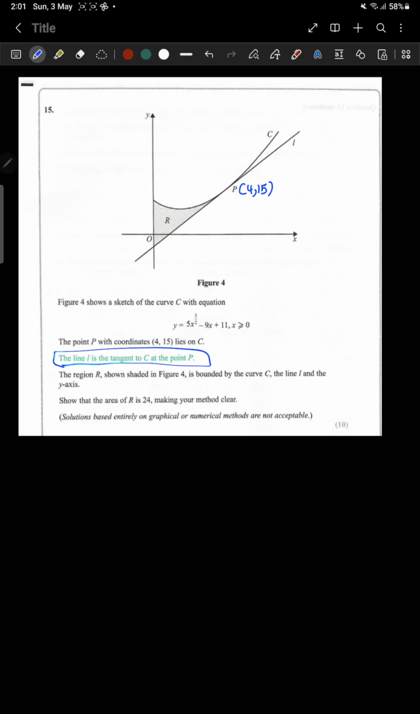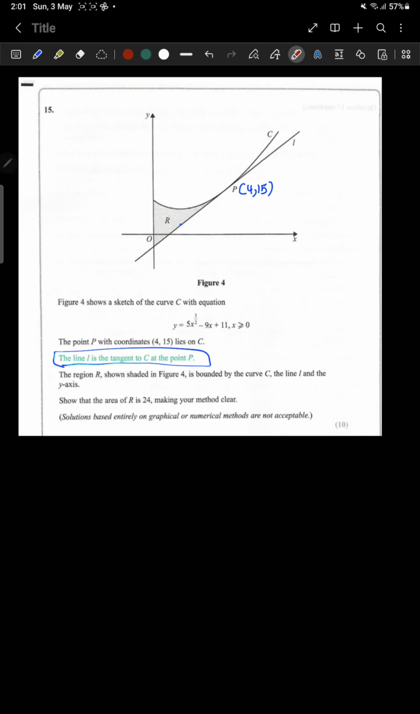That's so crucial. Now we are given that the region R is shaded, bounded by the curve, the line L, and the y-axis, as shown. We have to show that the area of R is 24. So we have to find this area of R, which should be 24. We are showing it. All right, so first things first, our target here is just going to be the area of R.